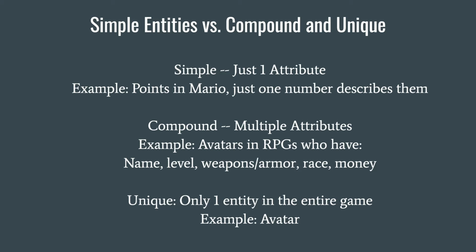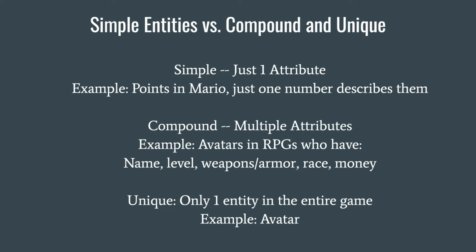But simple is just one attribute. So think points in Mario. You just have one number that describes them. So you have points, that's the entity, and then the amount of points is the only attribute that describes them. That's a simple entity, just one attribute.